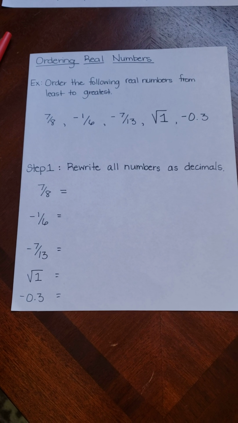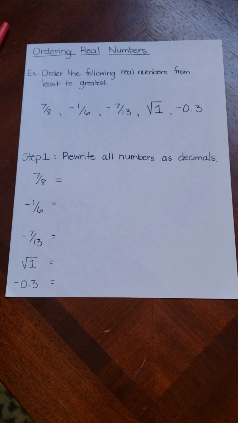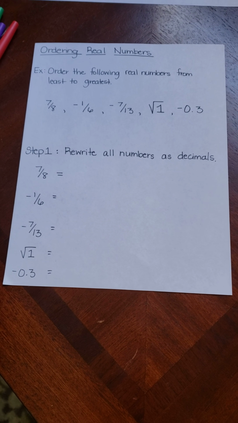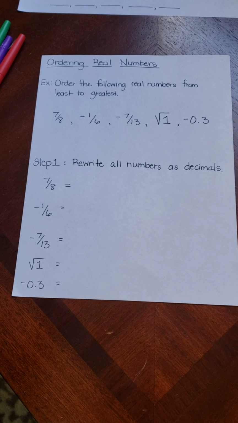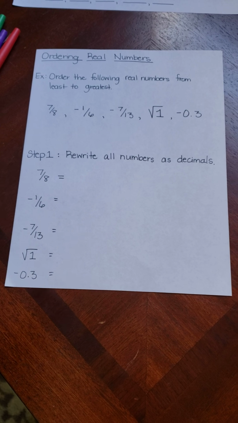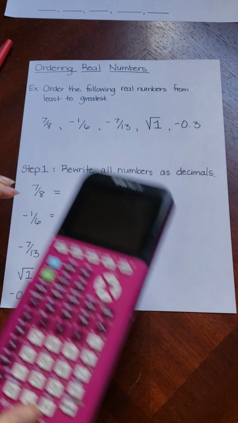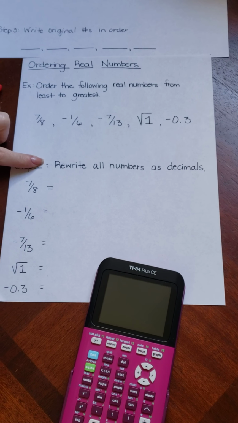So first of all, you have several different types of numbers. You have fractions, you have positive and negative numbers, you have square roots, and so we need to make them all the same thing. So instead of having rational and real and integers, we need everything to be decimals. So the first thing you need to do is take each one of your numbers and rewrite them as decimals.